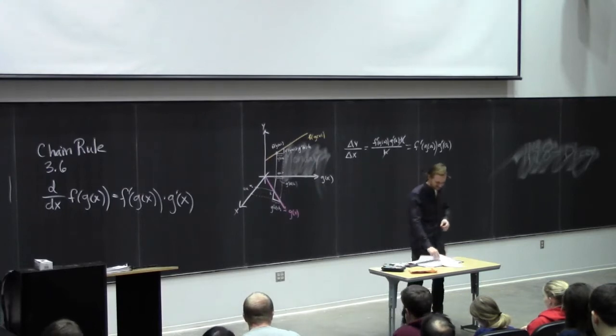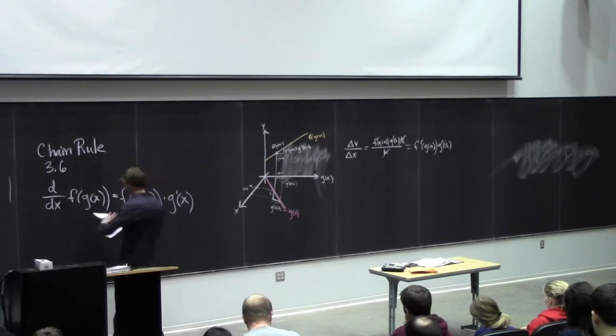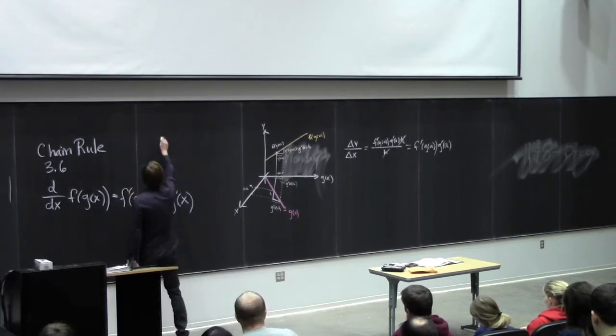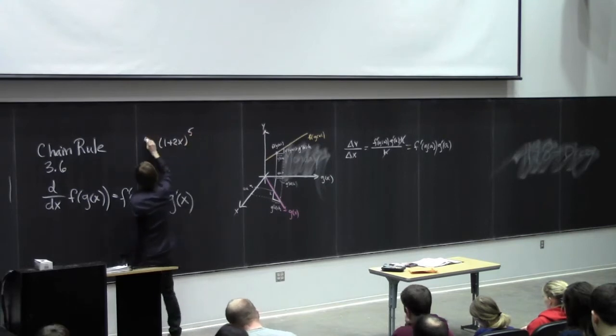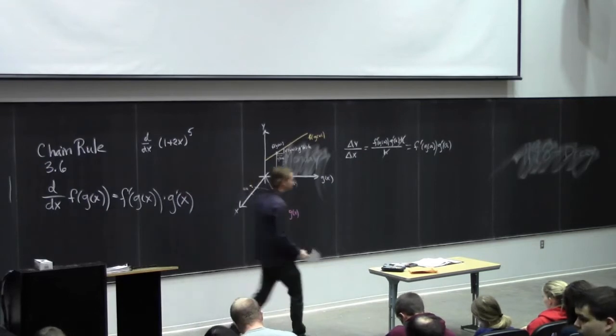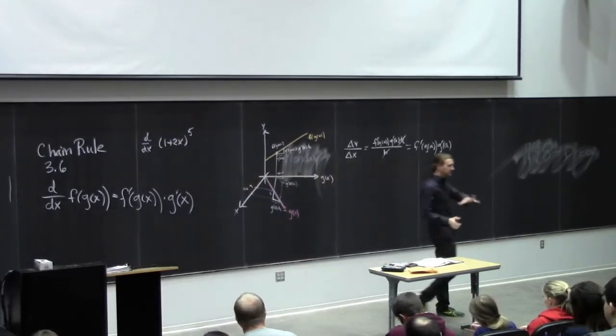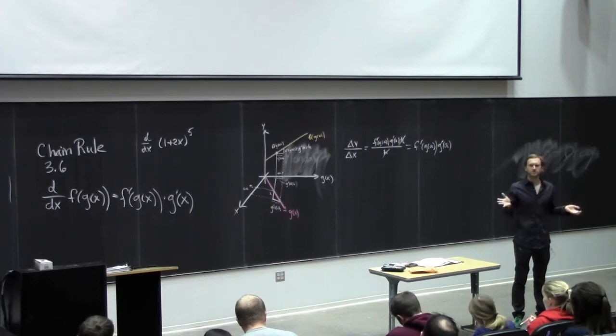We can survive this. Let's do an easy example of the chain rule. Here's what we're going to do: take the derivative of 1 plus 2x to the 5th. Now, do we need to use the chain rule to do this? No, why not?